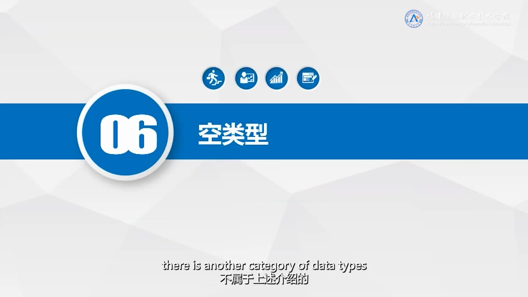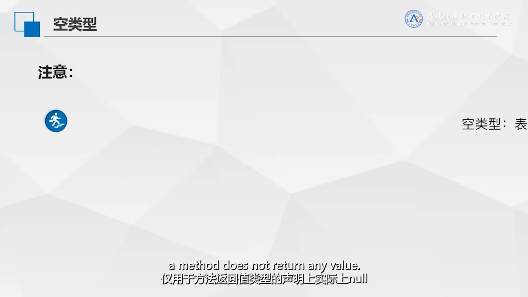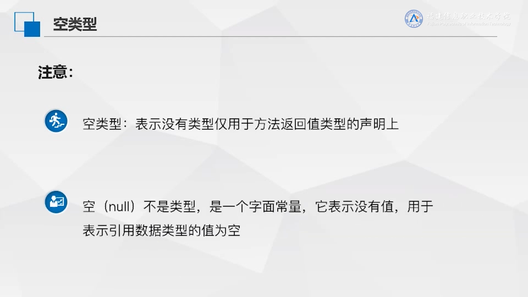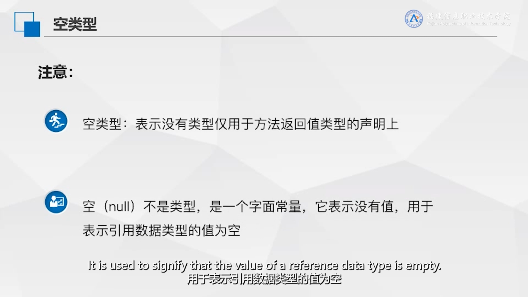Additionally, there is another category of data types not covered in the above 3 categories. We refer to it as the void type. The void type indicates that a method does not return any value. In reality, null is not a data type. It is a literal constant representing the absence of a value. It is used to signify that the value of a reference data type is empty.